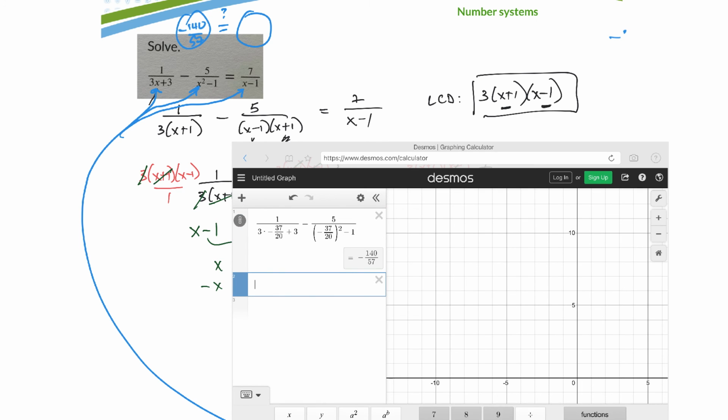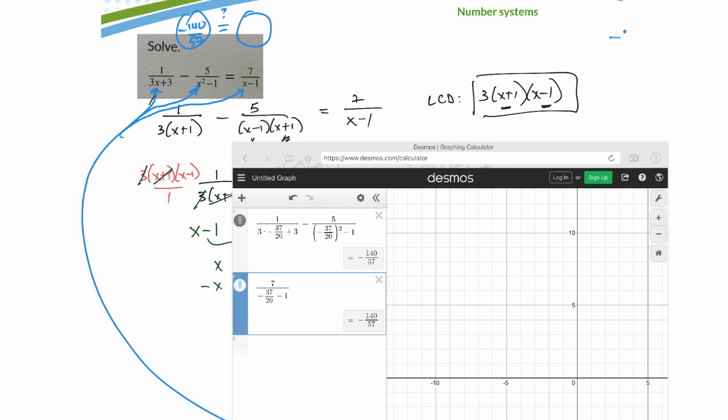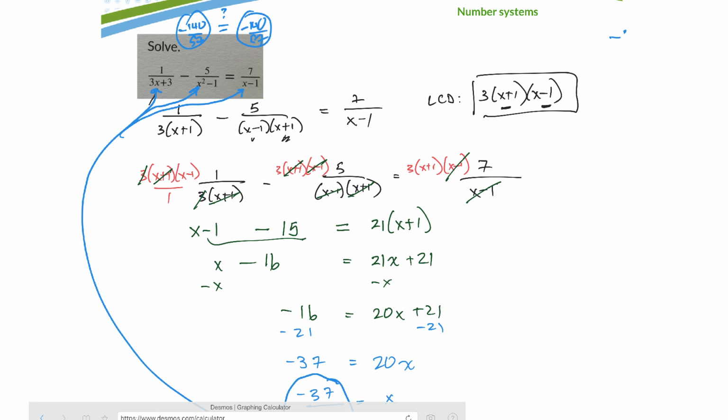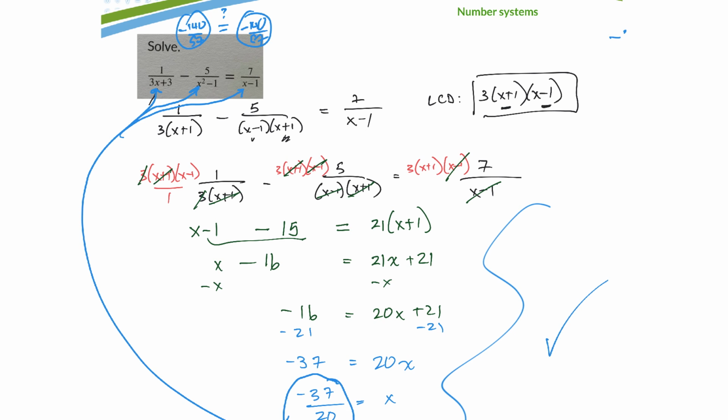So now I'm going to have 7 divided by negative 37 over 20, minus 1. Is that right? Yep. And I get that decimal, I hit the fraction button. Hey, it's the same thing. Negative 140 over 57. Therefore, all my work here was correct. All right, hopefully that helps you with that question.